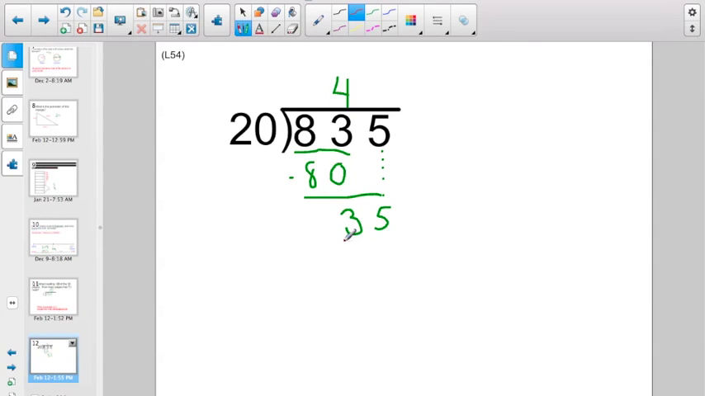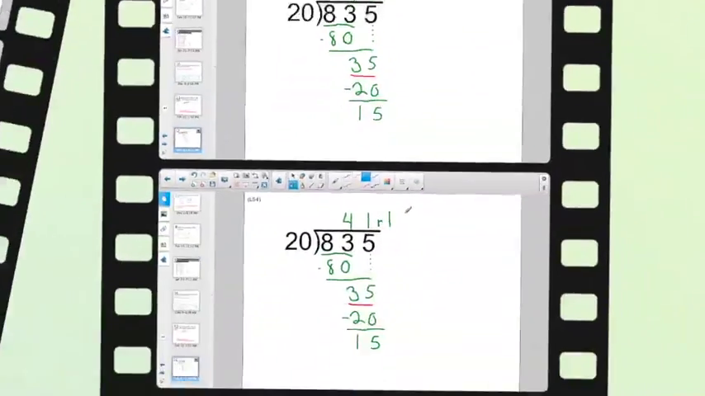This time I'm going to divide 35 by 20. Well, 20 times 1 is 20. 20 times 2, hey, that's 40. So it's only going to fit in there one time. Multiply that back by 20. And it's going to subtract for 15, which seems awfully large. But remember, your divisor is 20. Your remainder just has to be smaller than your divisor. So I'm going to call this 41, remainder 15.